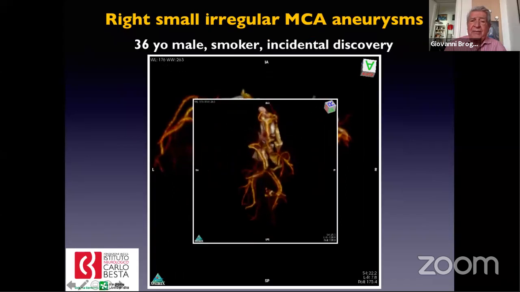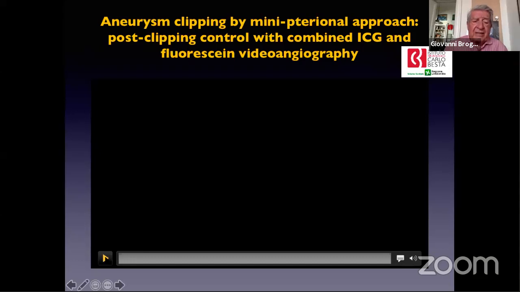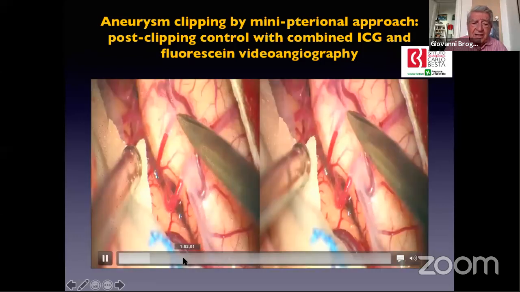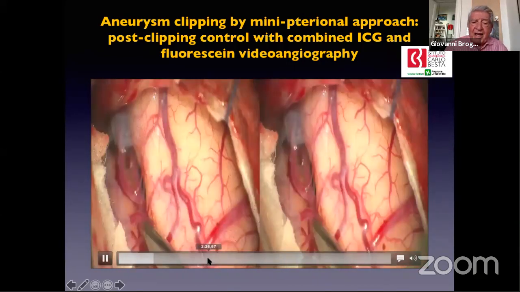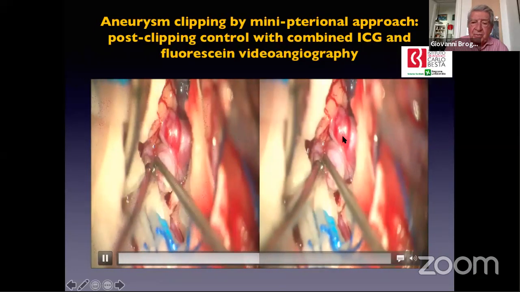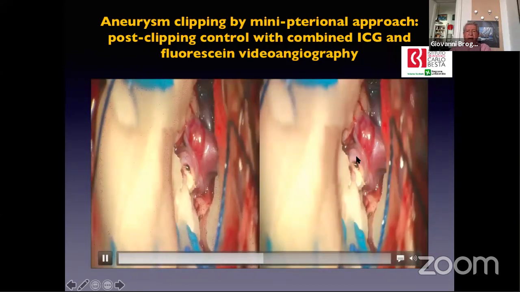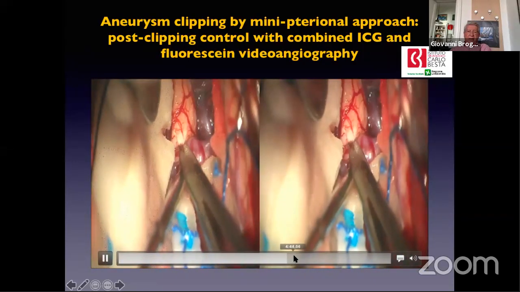Another case, an irregular MCA aneurysm. I'm sorry, this is done in three-dimensional, so you have to look only at one side of the screen. The dissection is as usual. After Vladimir, I'm going very fast because I cannot add anything. It's just curious to see the aneurysm exposed with two parts of the aneurysm. It's a very complex aneurysm.